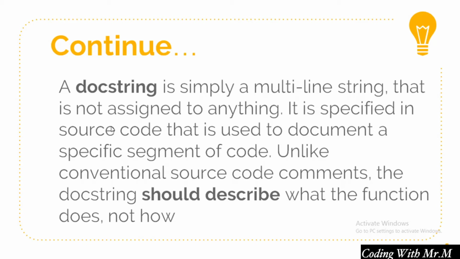A docstring is simply a multi-line string that is not assigned to anything. It is specified in source code and is used to document a specific segment of code. Unlike conventional source code comments, the docstring should describe what the function does, not how.